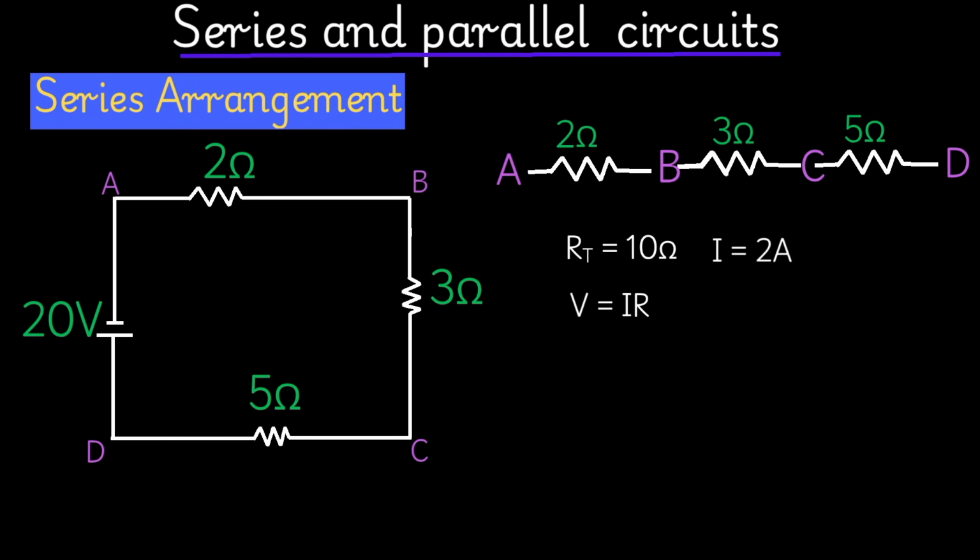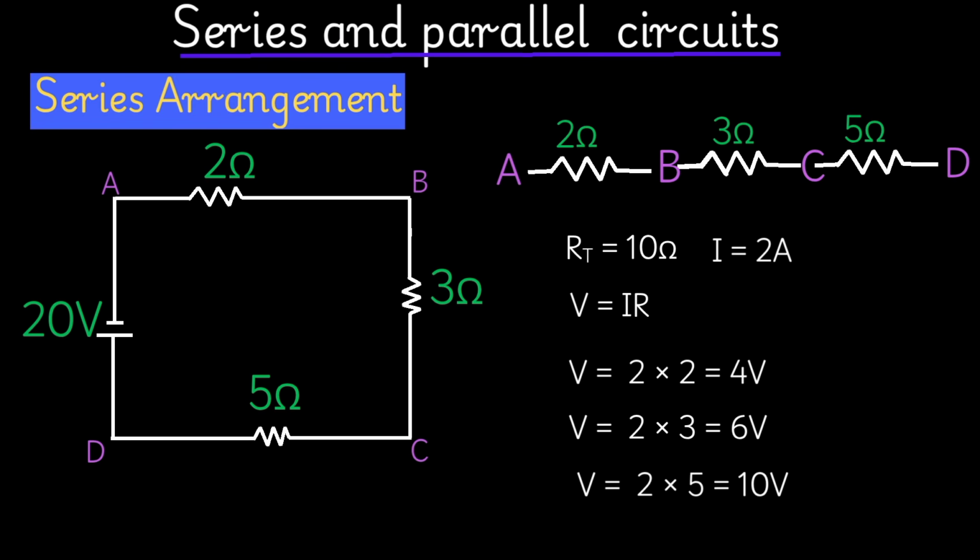To get the voltage drop through each resistor, we multiply I and R. For the first we shall have 2 by 2, that is 4. For the second it shall be 2 by 3, which is 6. And for the last we shall have 2 by 5, which is 10. And when you add all these values, you notice that we shall get 20 volts.